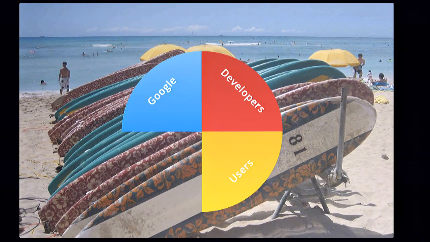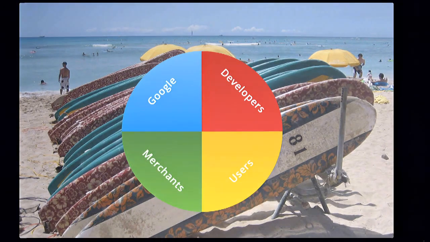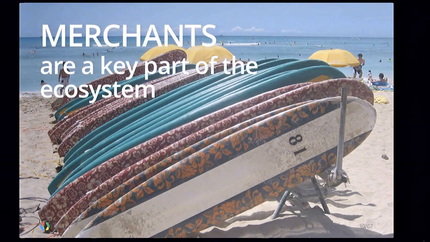Who is missing from this picture? Exactly. You, sir, pay attention. Merchants. Merchants are missing from this picture. And that takes us to principle number 4. Merchants are a key part of the ecosystem.